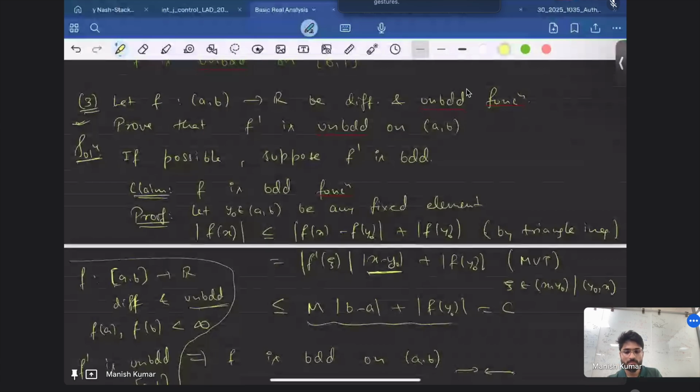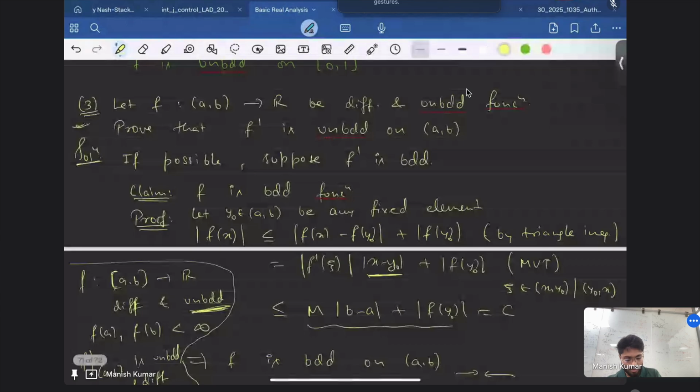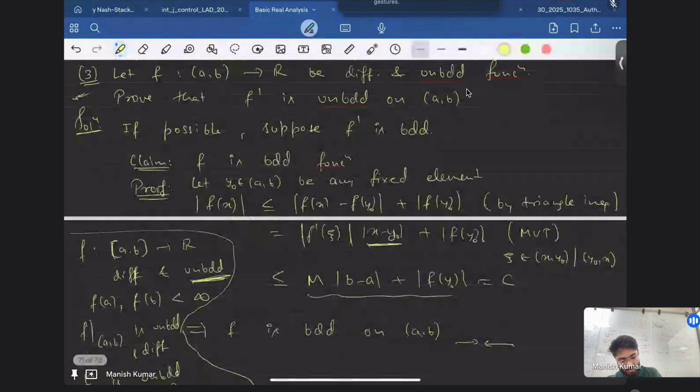Yes, sir. So this is the main thing. When you close the interval, you already know f(A) and f(B) are defined, so you don't have to worry about that. But this is just from the above only. Okay.